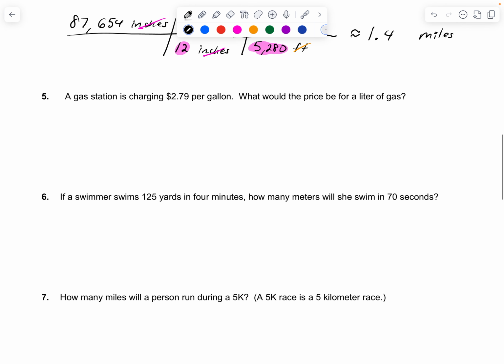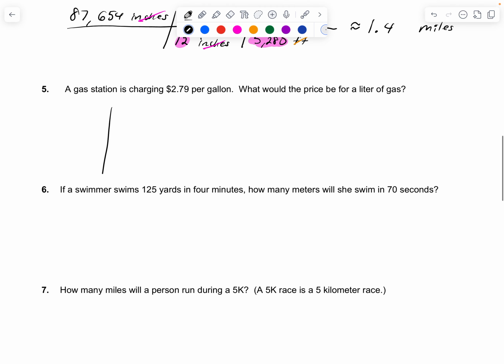All right, number 5. A gas station is charging $2.79 per gallon. So this is what we call a rate. When you see that word per, that tells you that you're going to have a rate, a fraction. So I have 1 gallon in the denominator and $2.79 in the numerator. Okay, so it's asking for the price of a liter. So I'm still going to keep it with dollars, but now I'm trying to get rid of gallons. So I'm going to put gallons up here to cross it out, and I want to end up with per liter.